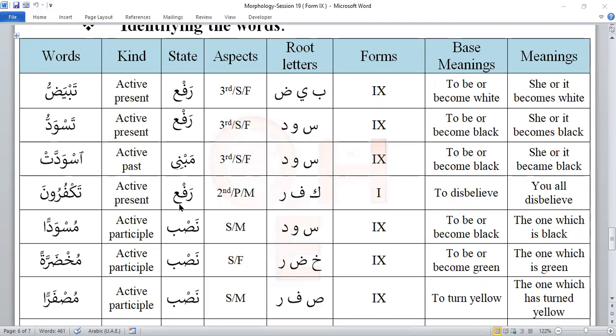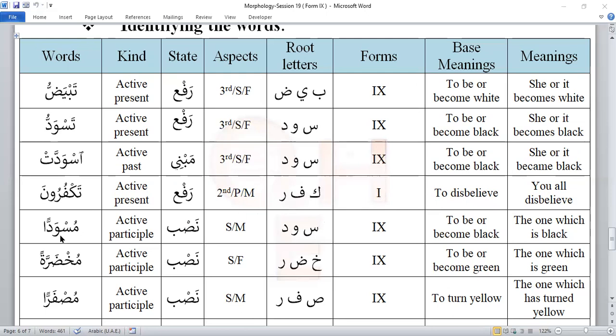This is in the state of rafa because the ending condition did not change. And whenever we have ta at the beginning and una at the end, that corresponds to second person plural male. Root letters are kaf, kaf, ra, and this is form 1. Base meaning is to disbelieve, and this is second person plural male. That means you all disbelieve.